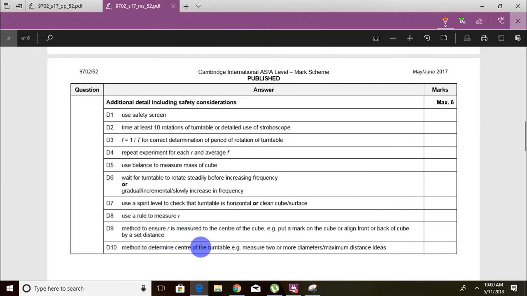Method to determine the center of the turntable. That is an easy mark again. Sadly, I missed out, but we still got the full mark if the circuitry was alright. Method: measure 2 or more diameters, and the point where they cross is going to be the center, obviously.